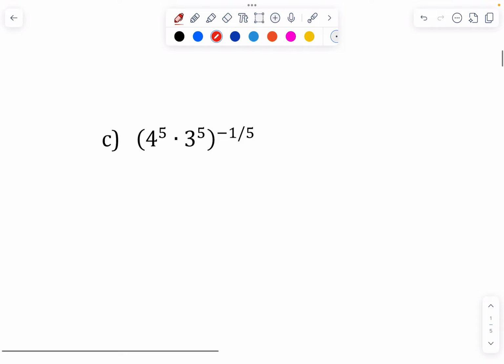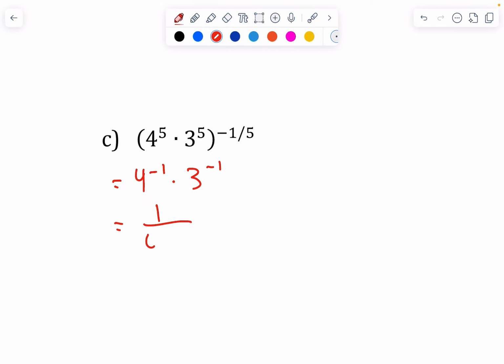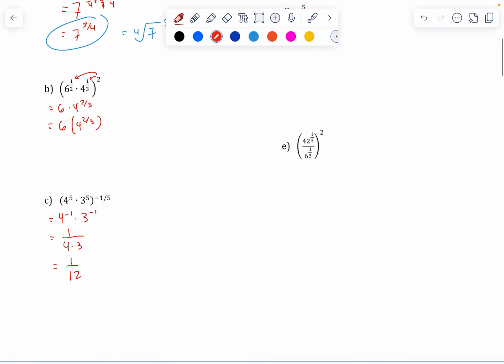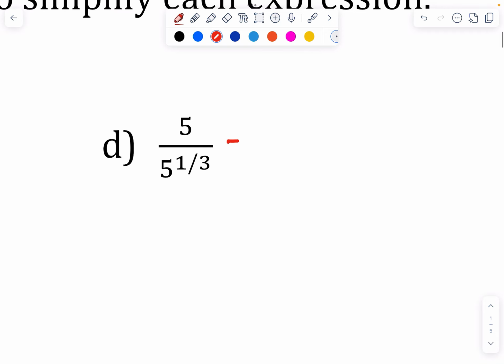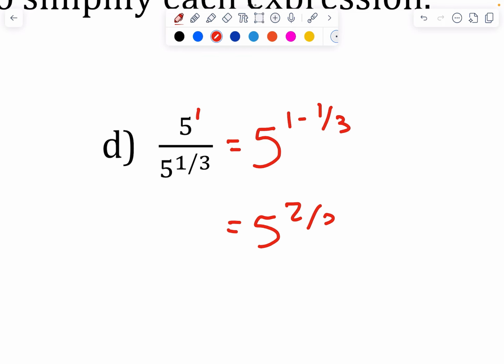All right, C. This one is pretty straightforward. Bring the power in, so that becomes 4 to the negative first times 3 to the negative first, which is just 1 over 4 times 3, which is 1/12. Here we have to subtract, so 5 to the power of 1 minus 1/3 gives us 5 to the 2/3.